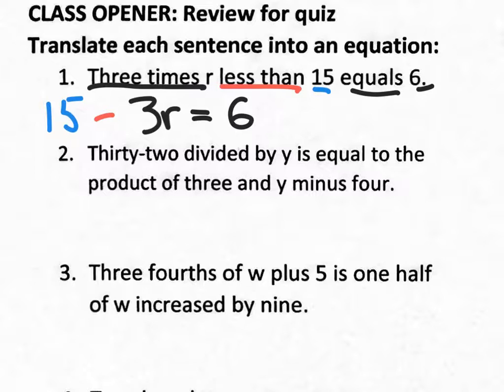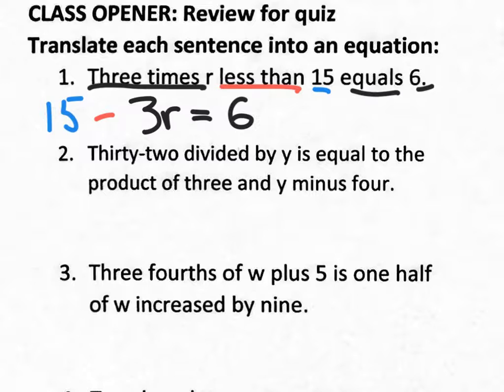Once again, a lot of people make this mistake, and this is why I'm doing this video right here, so this does not happen on tomorrow's quiz. The words less than imply a switch. So you have 3r less than 15. The 3r and the 15 need a switch. So the 15 came first, the 3r came second, and of course it is subtraction. Make sure you do that on the quiz tomorrow.